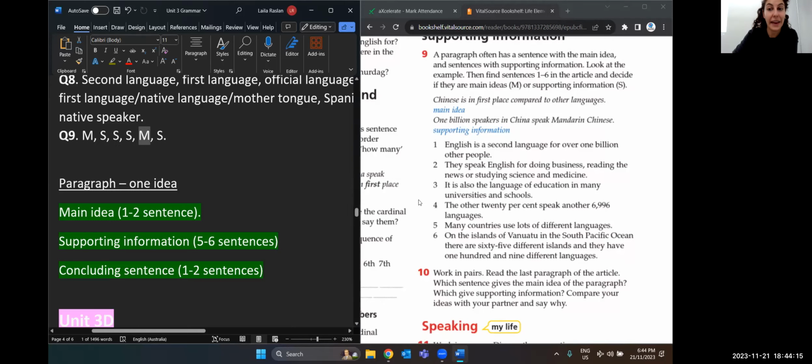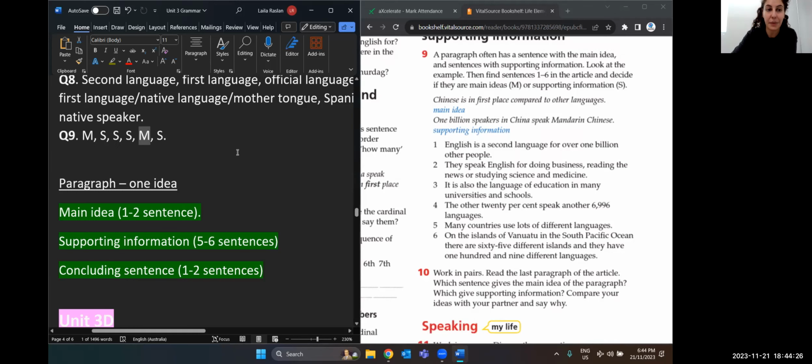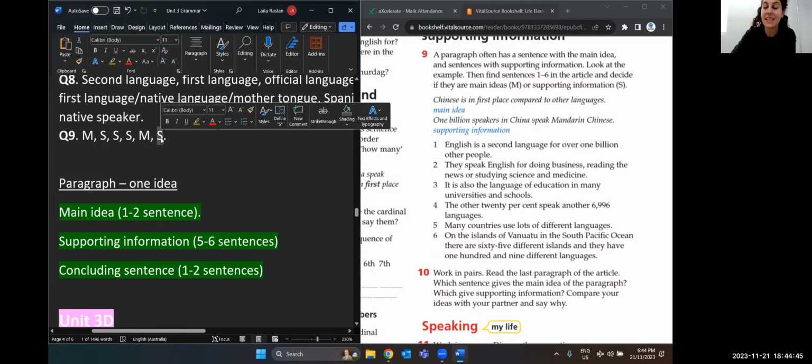Many countries use lots of different languages. Supporting or main? It's not telling me what the different languages were. That's the main idea, that many countries use lots of different languages. That's my topic, my main idea. So number 5, main, and number 1, main idea. Number 6, on the islands of Vanuatu in the South Pacific Ocean, there are 56 different islands and they have 109 different languages. Again, because there's numbers, supporting.